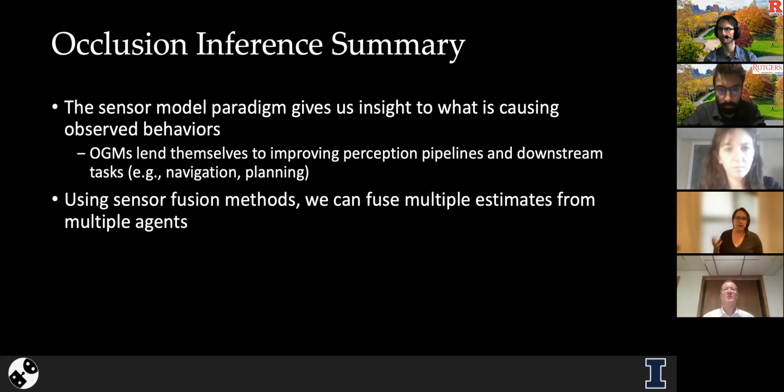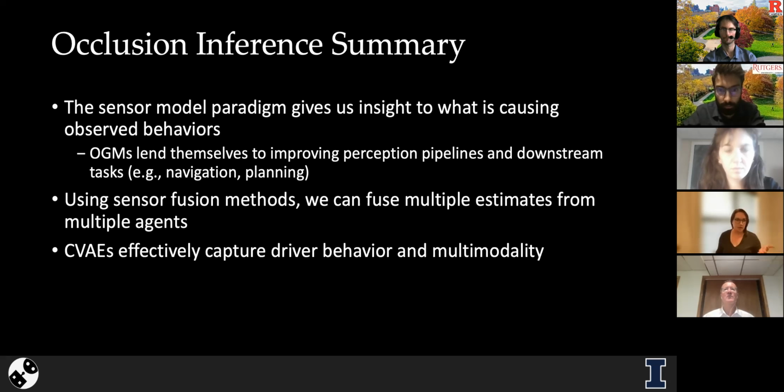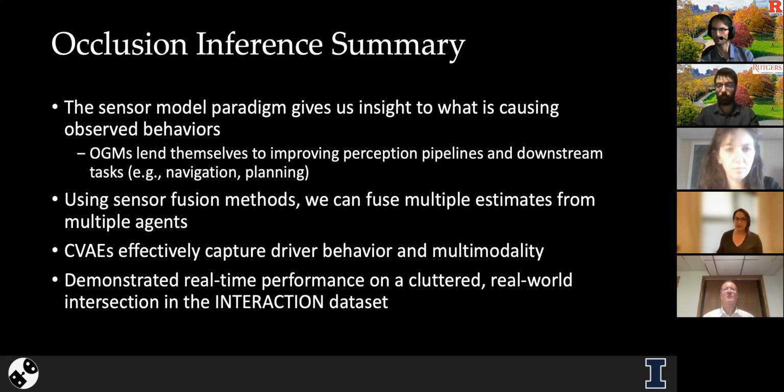Again, we can now extend some of these early approaches to multiple agents and capture a lot of this multimodality. And we can demonstrate this. We had real-time performance, so I think we were operating at about 55 Hertz. And we showed this on this complicated and interesting interaction data set here.